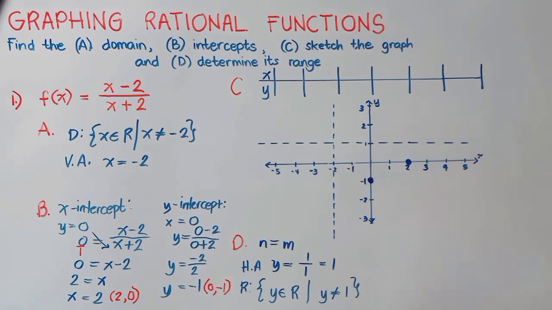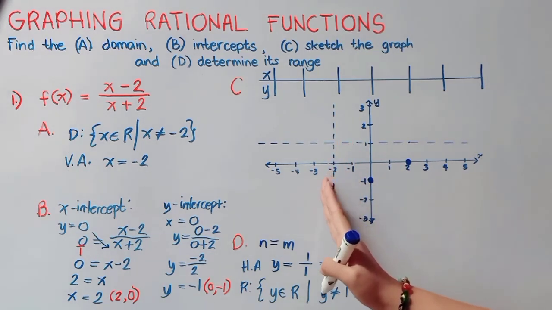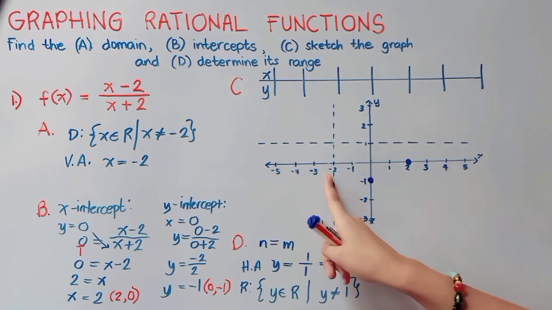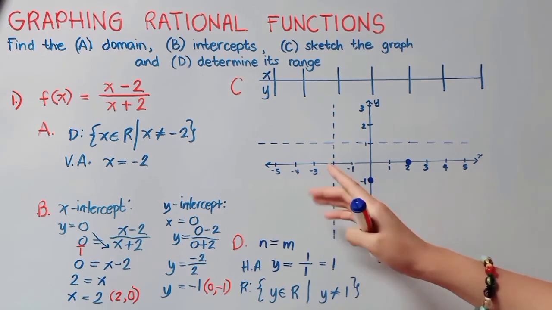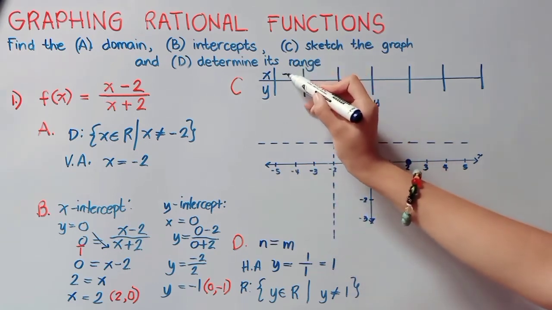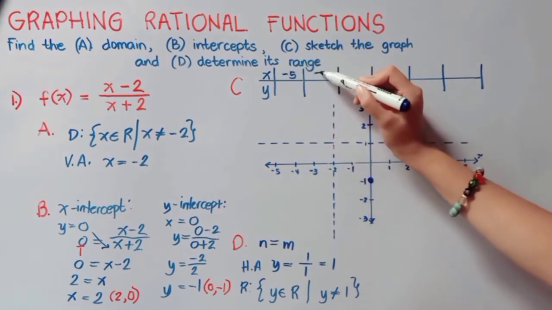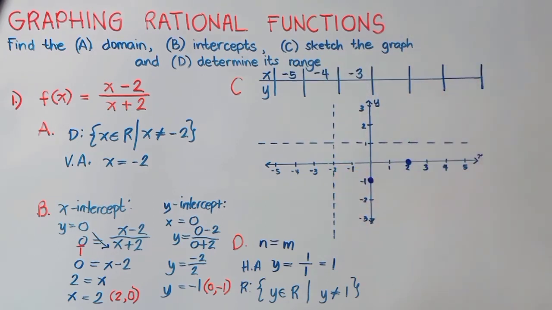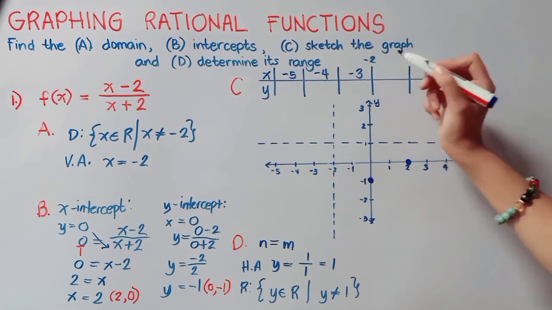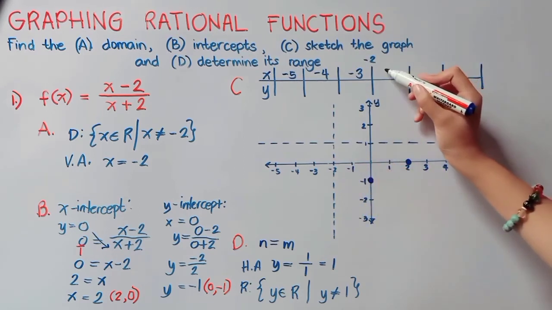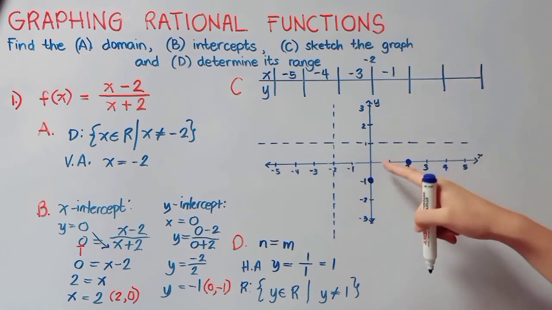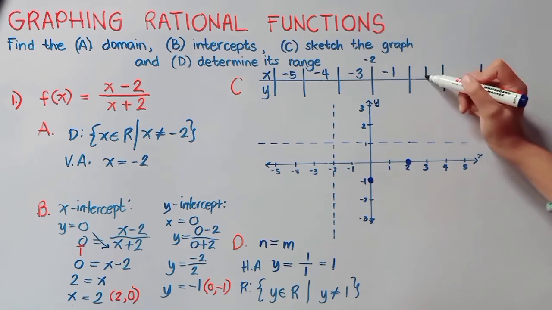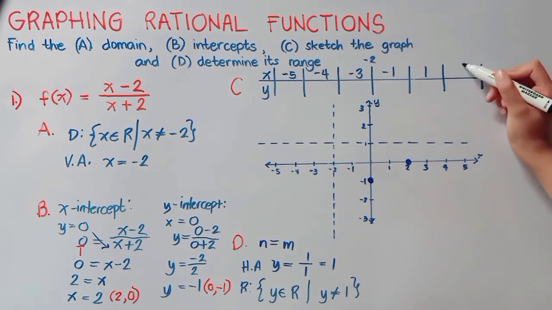Now let us decide on the values of x in our table of values. We will make our vertical asymptote our middle ground. So we can have these values: negative 5, negative 4, and negative 3. And then to the right side of negative 2, we have negative 1. We cannot consider 0 anymore because there's already a point here. We can consider 1 and 3.